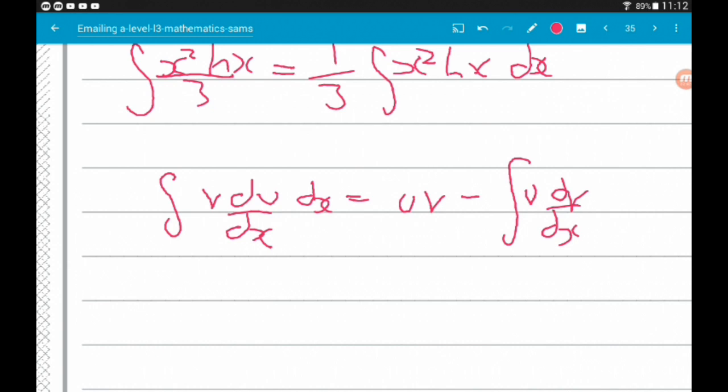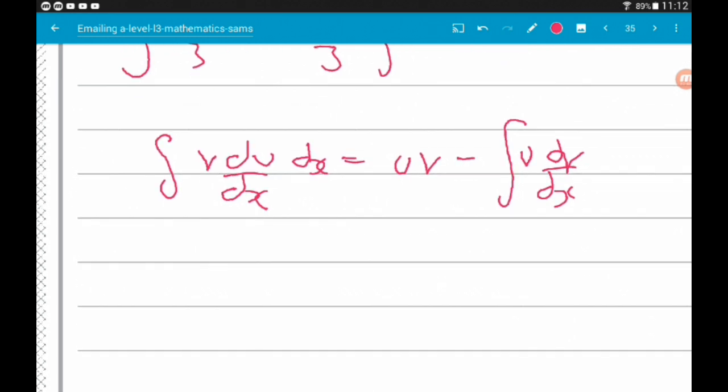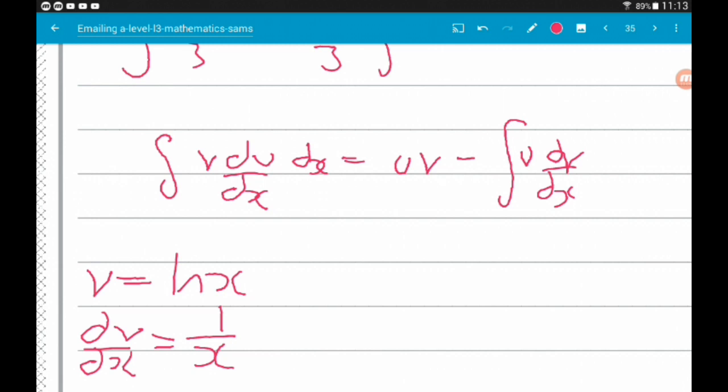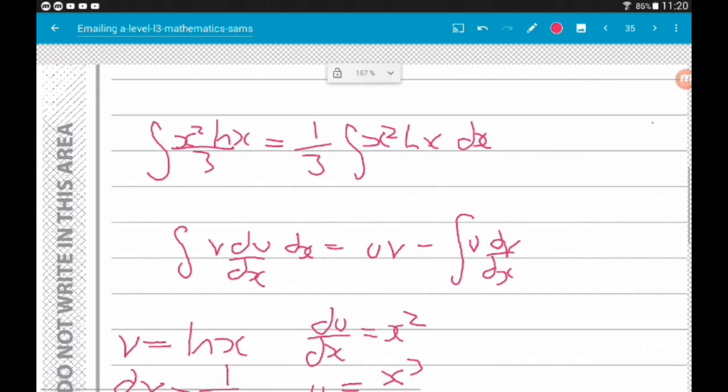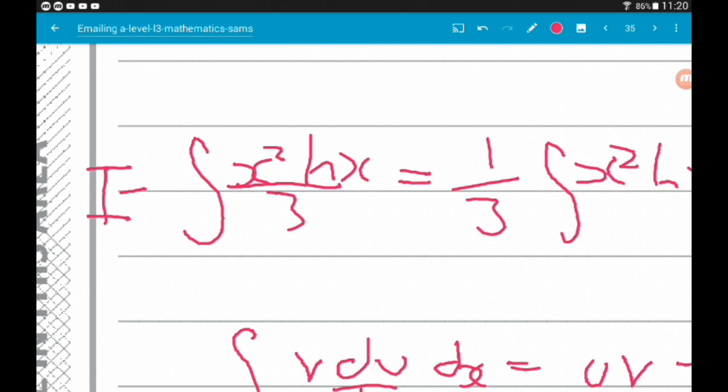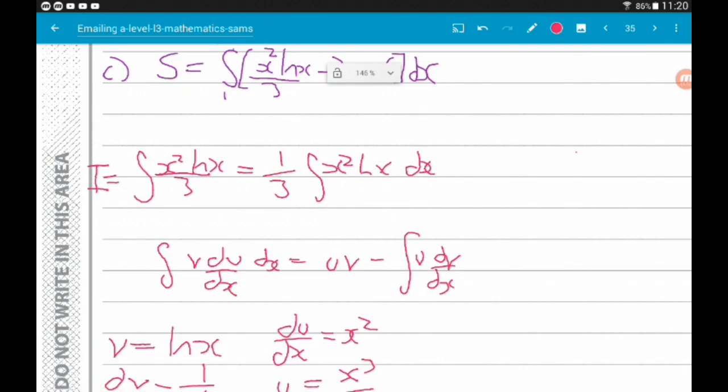So we're going to say that v is equal to log x. So then dv by dx is 1 over x. So then we're saying du by dx is x squared. So that then means that u is x cubed over 3. Now, I'm going to call this whole integral that we are calculating I. So remember, I is 1/3 the integral of x squared log x with respect to x.